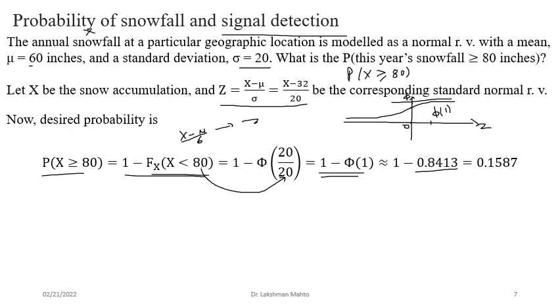So this tail probability is equal to 1 minus this quantity. That means it is approximately equal to 0.1586. So approximately 16%, you can say.